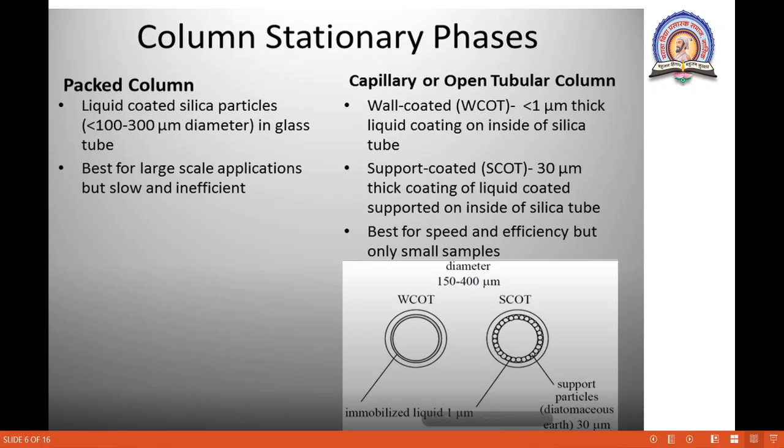Sorry, it is best for the speed and efficiency as compared to the packed column, but here a very small quantity of sample is used.